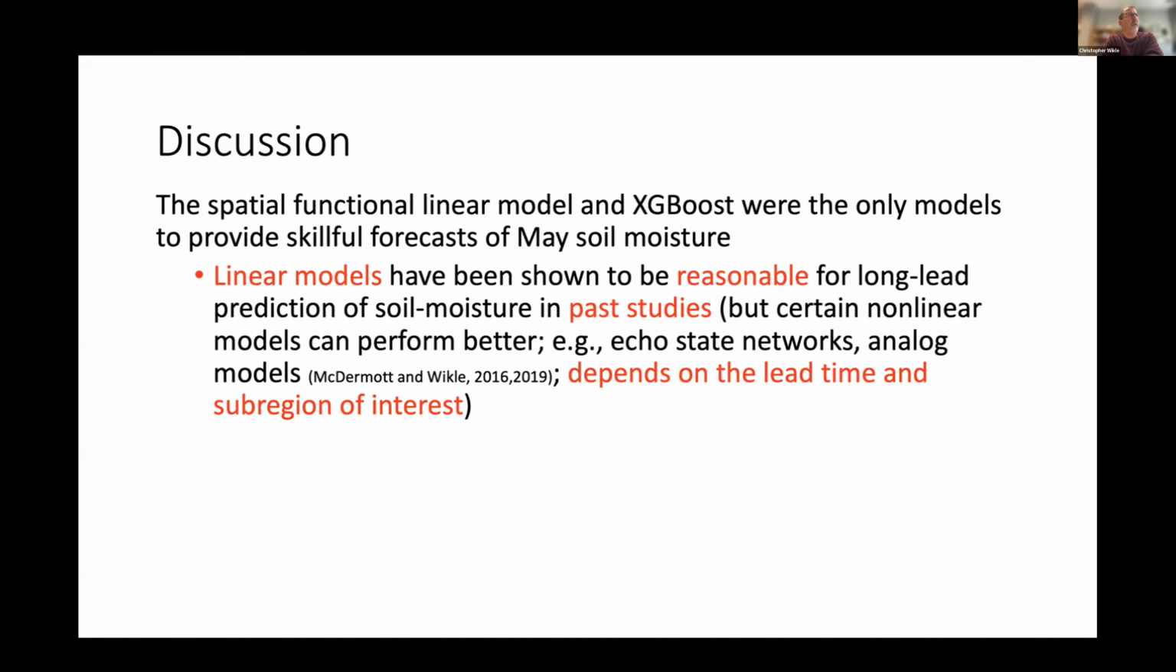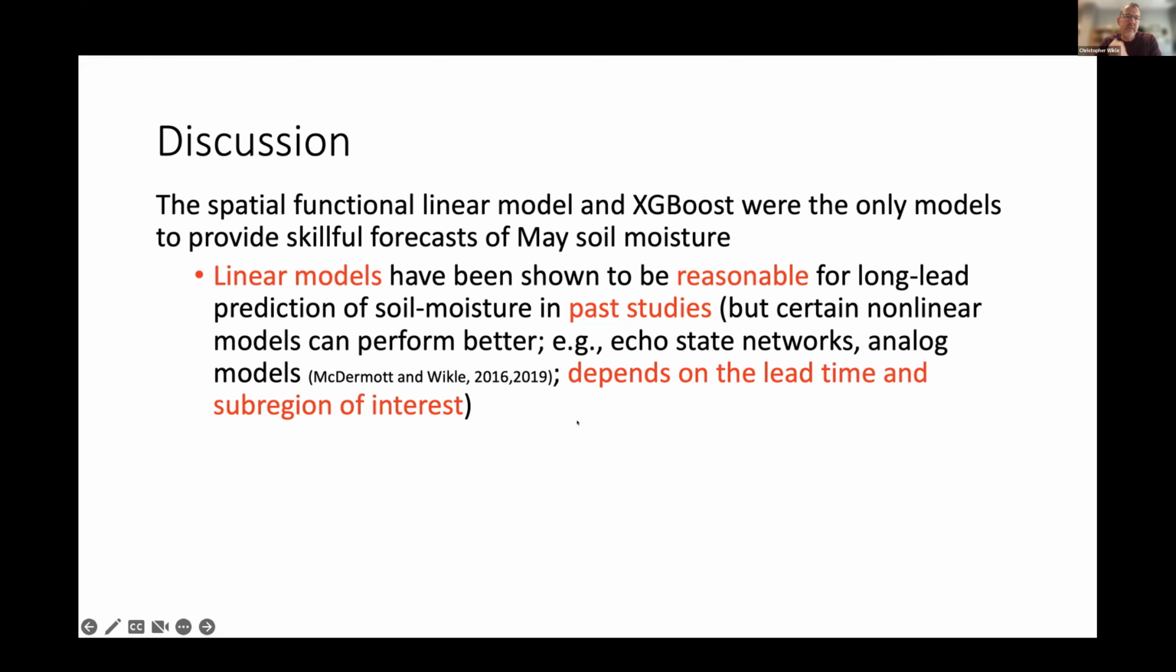So why is that? Well, linear models have been shown to be reasonable models for long lead prediction of soil moisture in the past. Nonlinear models can outperform them, but not uniformly. It's typically a function of the lead time. At higher lead times, the nonlinear models typically work better. It also depends on the subregion, because even though the Corn Belt looks kind of small, there's a lot of variation climatologically over that region in terms of weather in any given season. So sometimes the nonlinear predictions are going to be better in certain parts of that region, and in some parts of it, the linear models will.